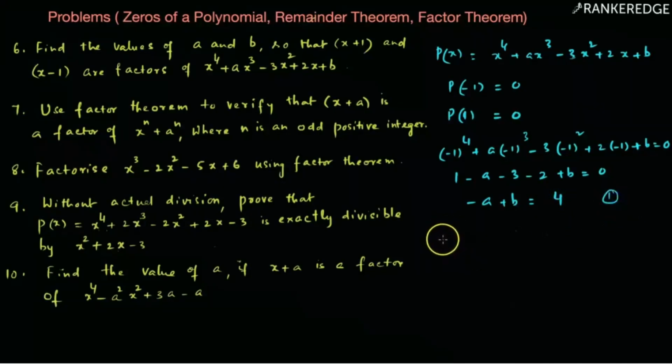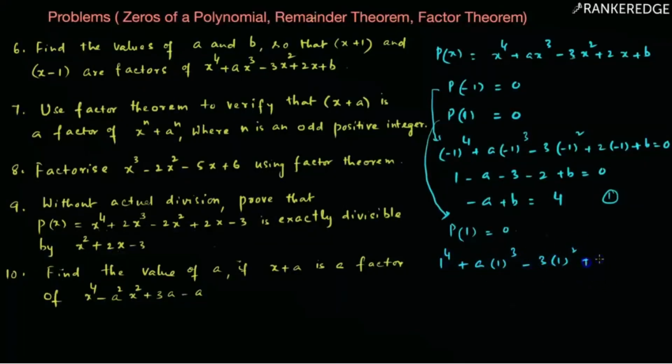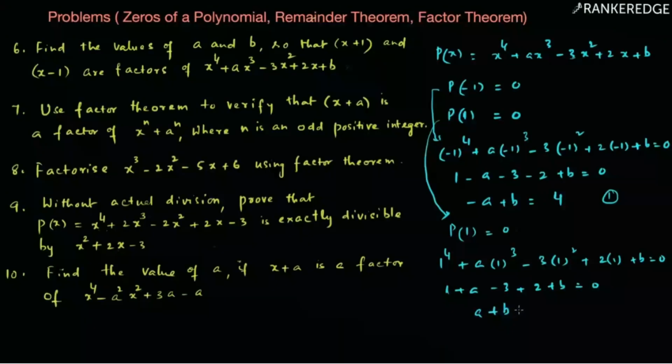Second one is p of 1 is equal to 0. This is for this one, and I'll calculate p of 1 now. P of 1 is equal to 0 means 1 power 4 plus a into 1 cube minus 3 into 1 square plus 2 into 1 plus b is equal to 0. 1 plus a minus 3 plus 2 plus b is equal to 0. This will give me a plus b is equal to 0. This is my second equation.